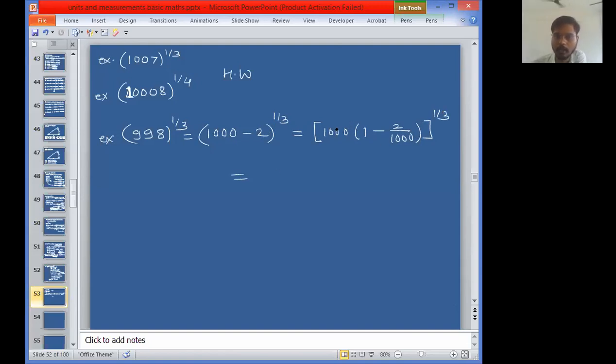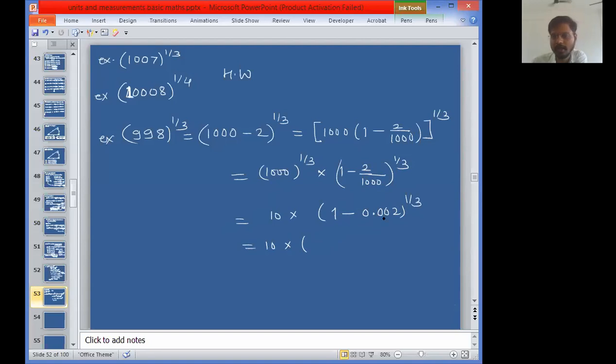Okay, now a into b raised to m is a raised to m multiplied by b raised to m. So 1000 raised to 1 by 3 multiplied by this bracket raised to 1 by 3. So 1000 cube root is 10, and this is 1 minus fraction, 2 upon 1000, 0.002. 2 upon 1000 is 0.002. This cube is as it is, sir. Just keep on writing.